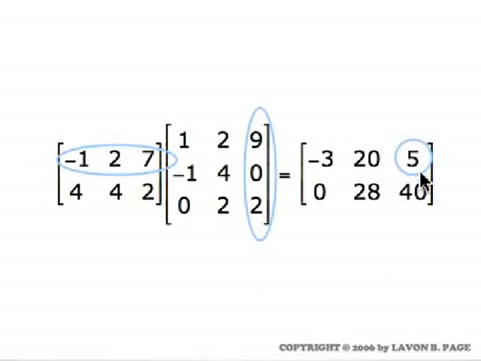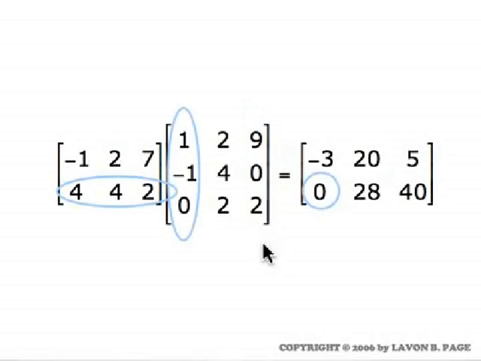The 5 in row 1, column 3 is obtained by multiplying row 1 of the left matrix times column 3 of the right matrix in the same fashion. When we come down to the second row of the product matrix, here we're in row 2, column 1, so we're multiplying row 2 of the left matrix times column 1 of the right matrix.